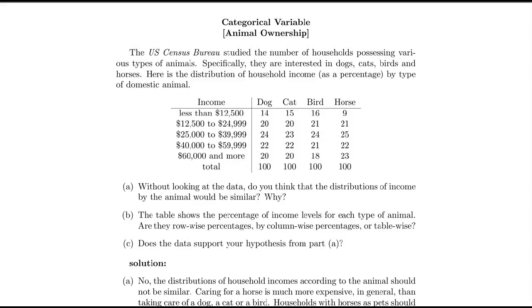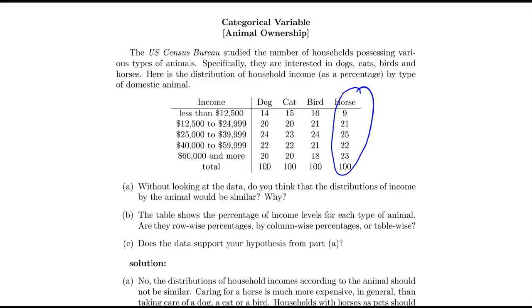in the house. So does the house have a dog? Does a household have a cat? Does it have a bird? Does it have a horse? Okay. And so here what we have is according to the type of animal. So for example, if we look at the column for horse, according to all households that have a horse, here we have the distribution for the income. So these are conditional distributions.